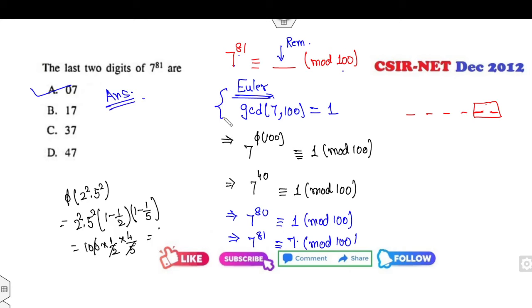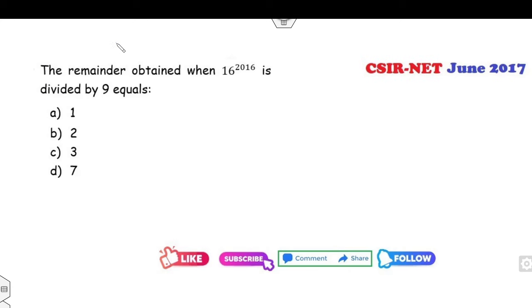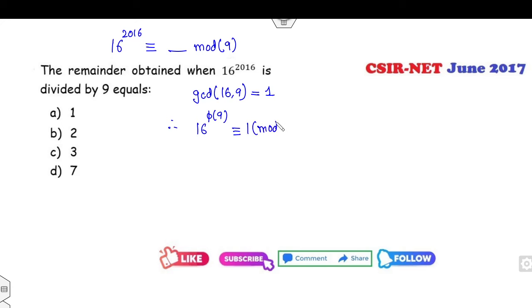Always apply the Euler theorem. The remainder when 16 raised to power 2016 is divided by 9. Again check what is the GCD of 16 and 9. Again it's 1. So once it is 1, I can apply the Euler theorem. 16 to the phi of 9 is congruent to 1 mod 9. So what is the phi of 9?